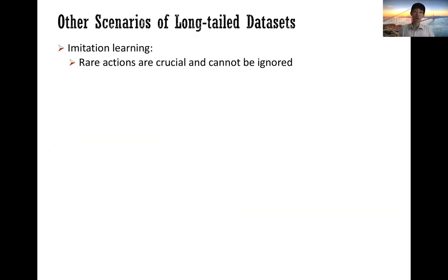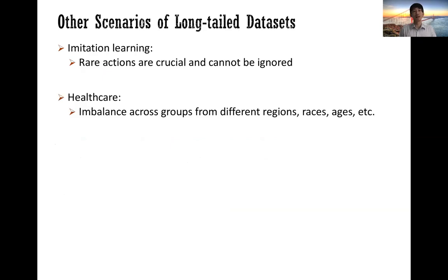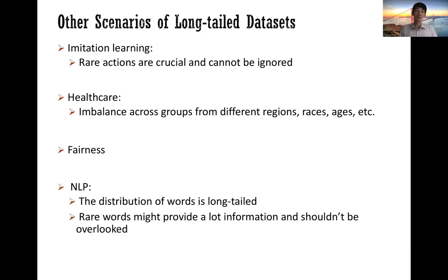There are many other scenarios where you care about long-tail datasets. For example, in imitation learning, the rare actions are so crucial, so they cannot be ignored. And in healthcare, there are different kinds of imbalances across groups from different regions, different races and ages. And also this raises fairness concerns, because you want to do the best for all of the regions, races, and ages, all of the subgroups. And also in NLP, I know that this is a vision conference, but in NLP, the distribution of words is also long-tailed, and the rare words might provide a lot of information that shouldn't be overlooked.